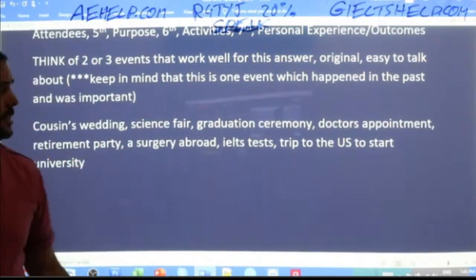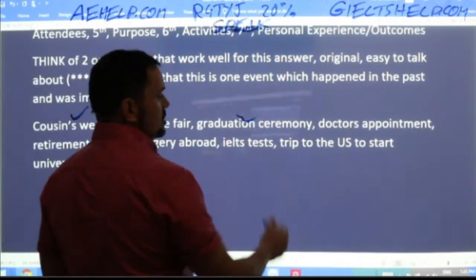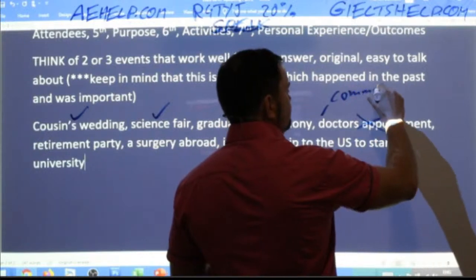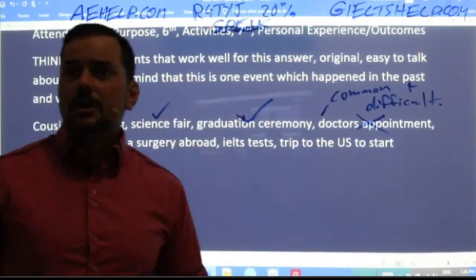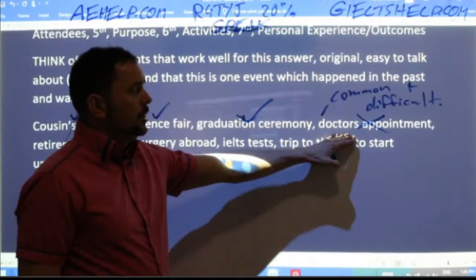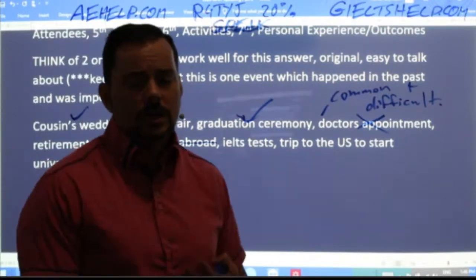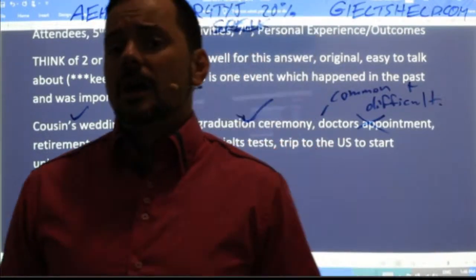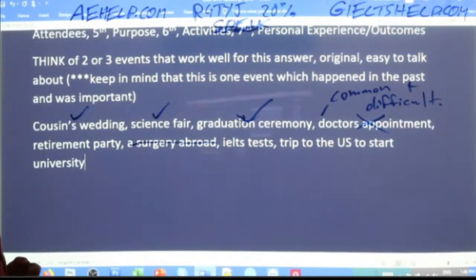Okay, so let's take a look at this. So, cousin's wedding, I think that's a pretty good idea. Science fair, I think, is okay. Graduation ceremony is okay. Doctor's appointment, I actually wouldn't choose that for two reasons. It's common plus difficult. Unless you're a doctor like Dr. Krishna, who I'm not sure is here, if you choose something like doctor's appointment or a surgery abroad, you can get yourself into a difficult situation where you're looking for words to explain the type of illness, the type of surgery, the required hospitalization, and so on. And that can get you into an awkward situation. So I wouldn't do that.